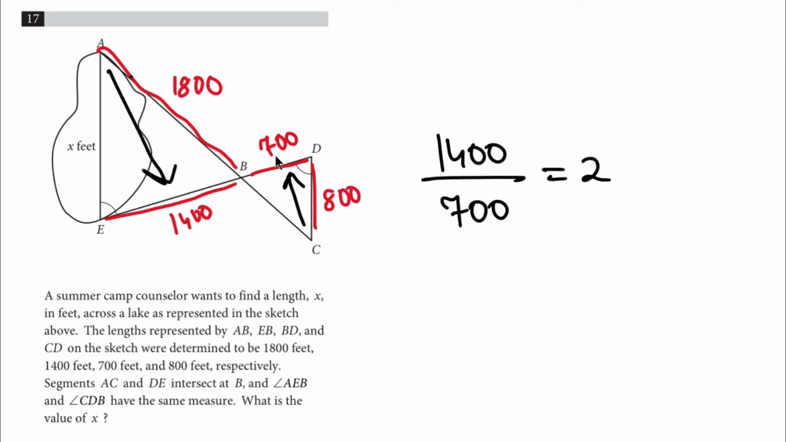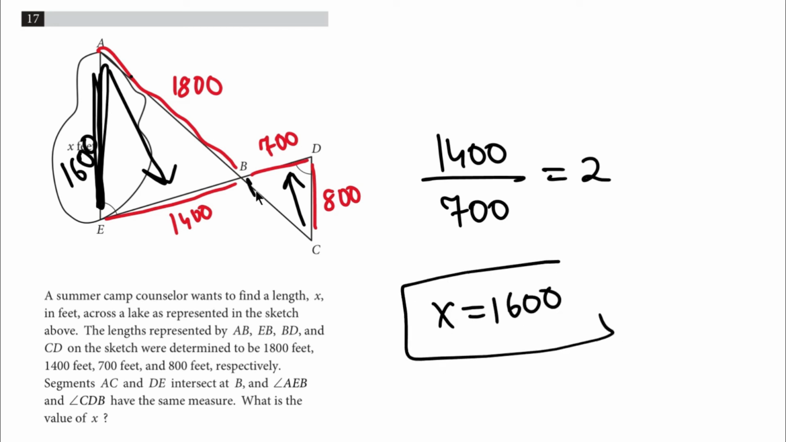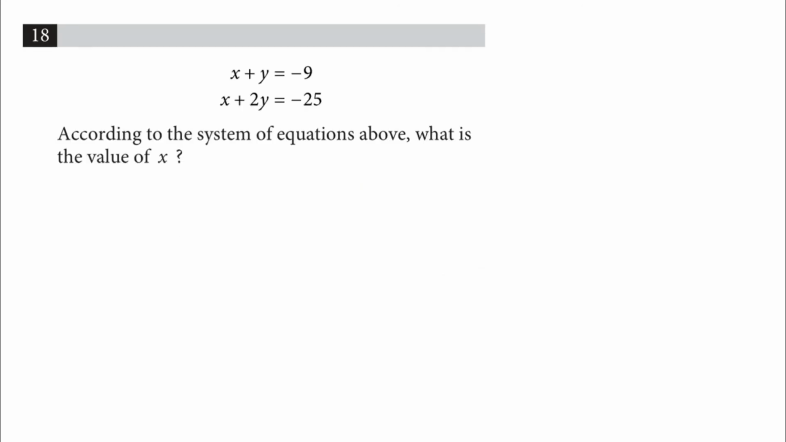So 700 times 2 will give me 1400, and therefore 800 times 2 will give me 1600 right here. Therefore x is equal to 1600. And if you want, you can even find this side right here, because 1800 divided by 2 will give me 900. So this triangle's sides are 2 times smaller than this triangle's sides right here. X is equal to 1600. Let's move to the next question.